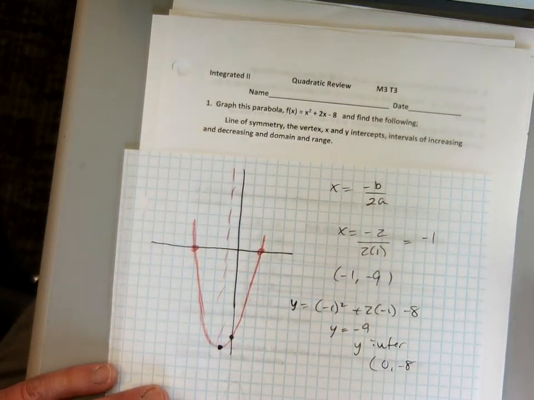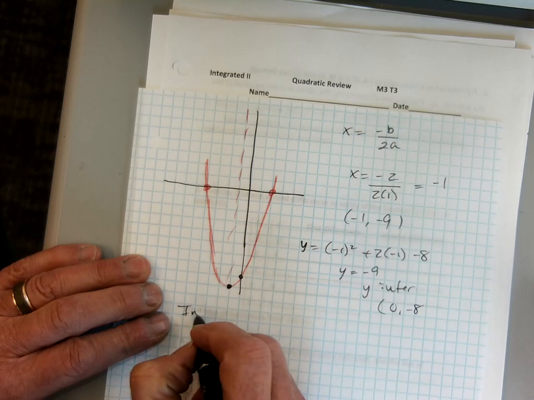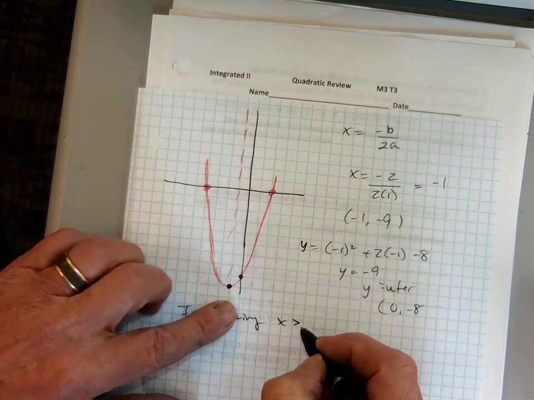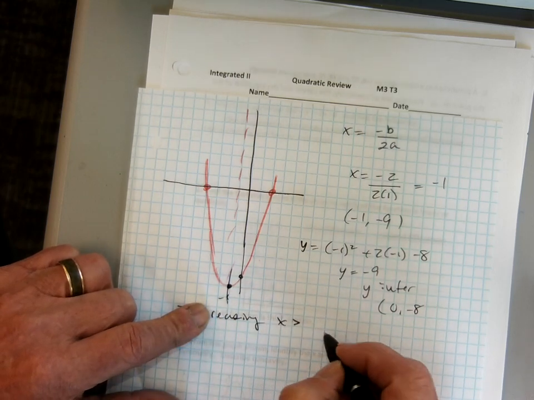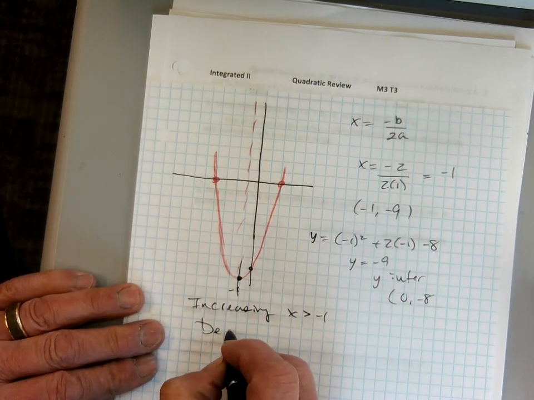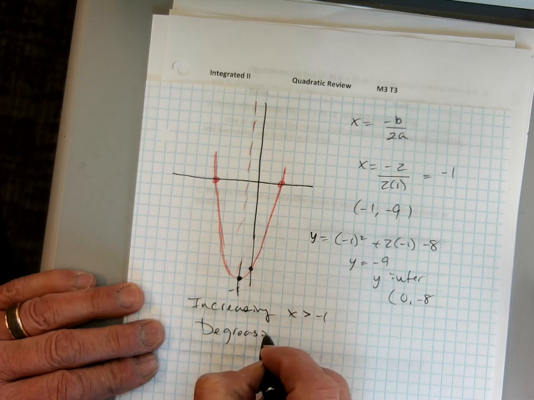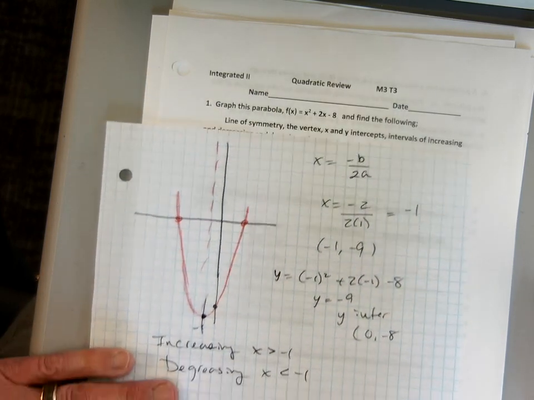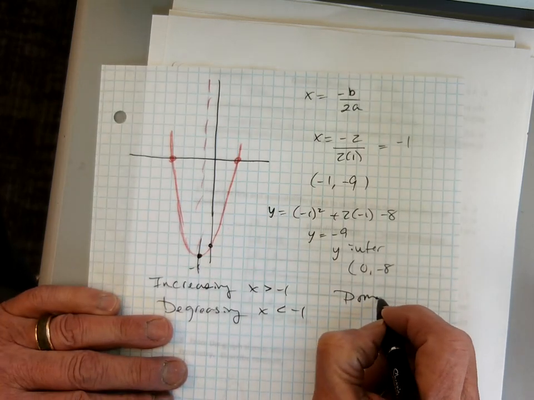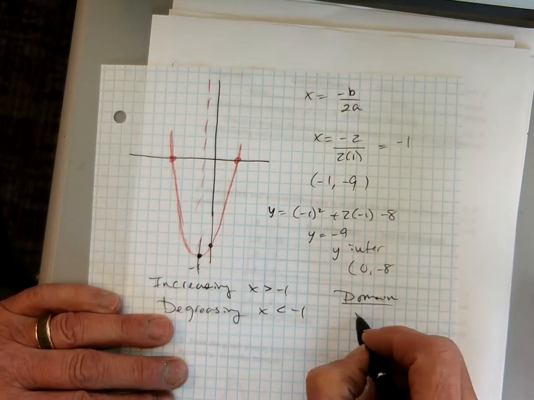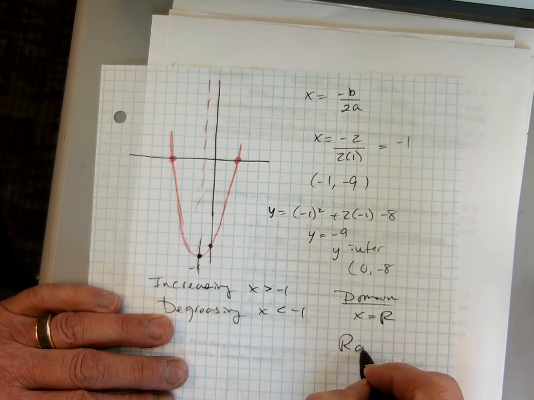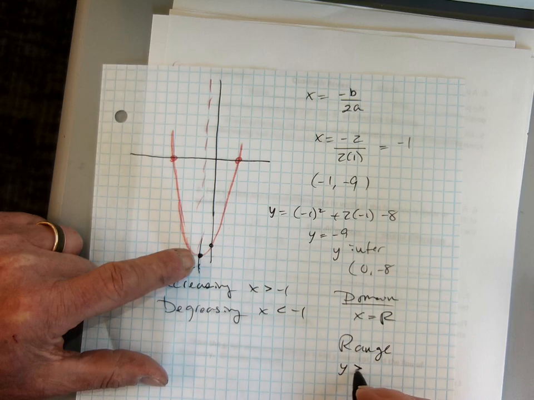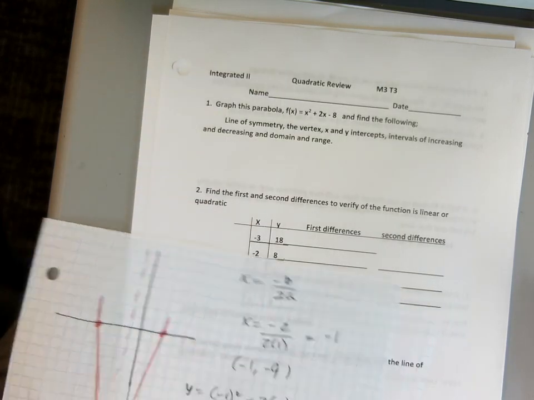Interval increasing and decreasing: it's increasing, going up, from x greater than negative 1, and decreasing for x less than negative 1. It's concave up. Domain: it's forever wide, so x is equal to all real numbers. And the range, because it starts at negative 9, is y greater than or equal to negative 9. Okay, all right. There's number 1.